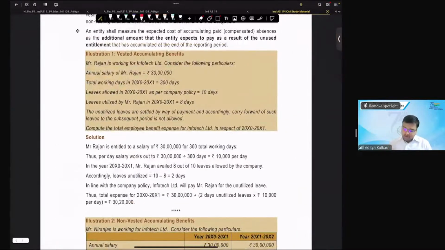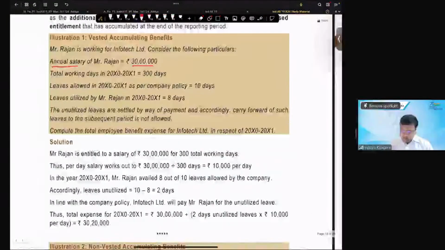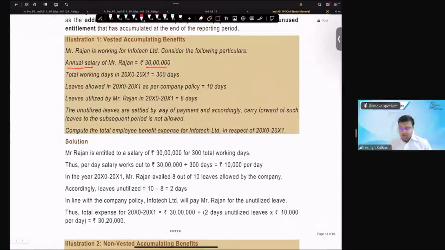I hope it's visible. Mr. Rajan is working for Infotech Limited. Consider the following particulars. Annual salary, 30 lakhs. Total working days in year 1 is 300 days. Leaves allowed as per the company's policy is 10 days. Leaves utilized by Mr. Rajan in 20X0-X1 equal to 8 days.